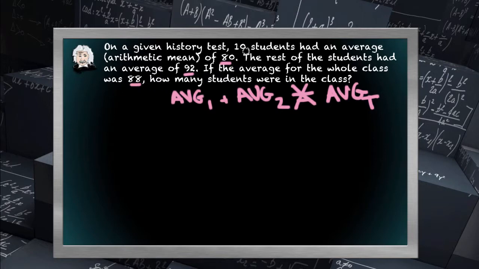And in this case, we're told we have 10 students for group 1, but we don't know how many students are in group 2. We're just told the rest of the students are in group 2. So we don't even know the number here. So we can't add averages in problems like this.